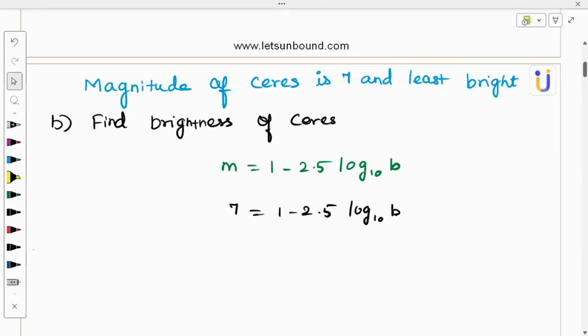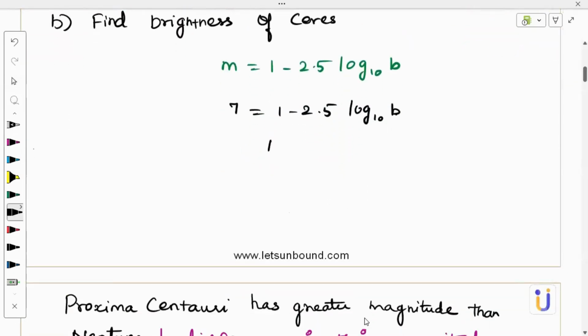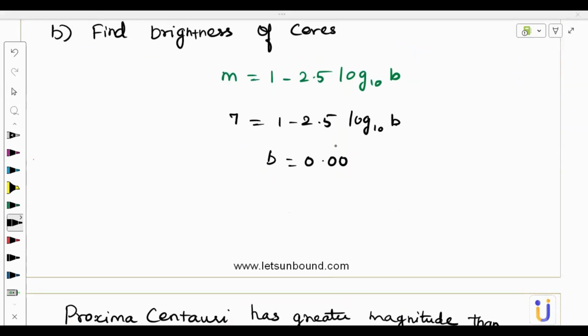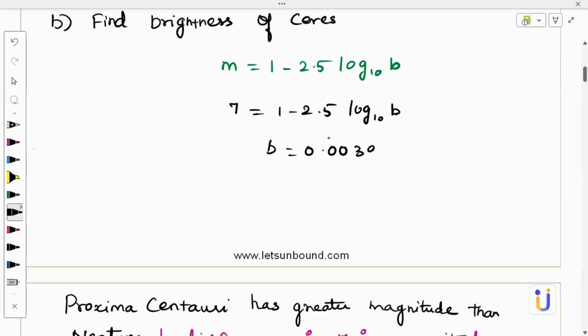Here we go. So what we got, b is equal to 0.003981. So 3 significant figures we can take. So this is the brightness of Ceres. Now moving to the next part.